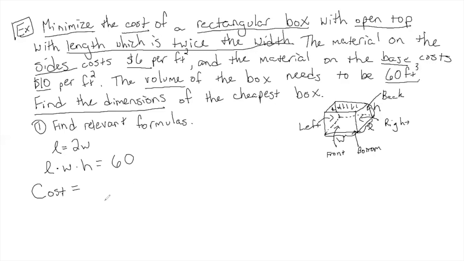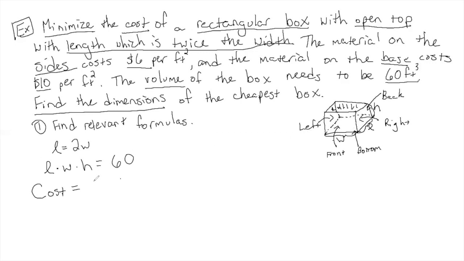Okay, just so we can organize and see where everything is coming from. We know that the side faces, and what do I mean by the side faces? I mean front, right, back, and left. We know that the material for these costs $6 per square foot. Well, I find the square foot dimensions, meaning just the area of each of these, by multiplying base times height in each case.